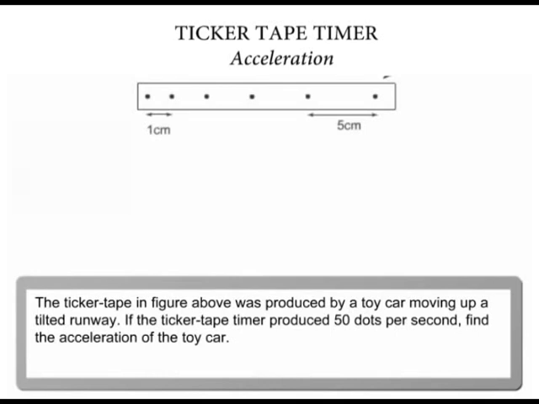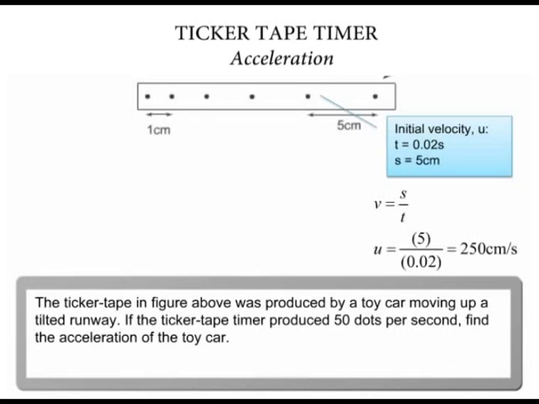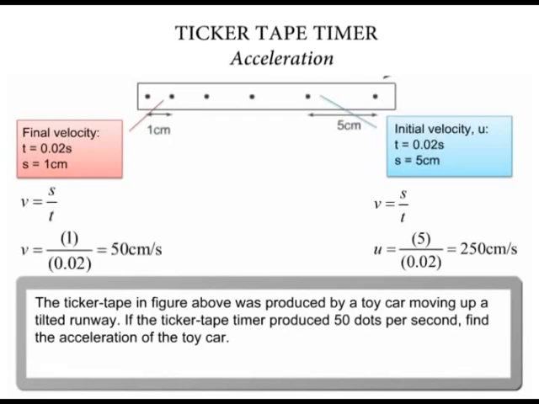So we need to find the initial velocity, final velocity, and the time taken for the velocity change. First dot, time is 0.02 seconds and the displacement is 5 centimeters. So u is 250 centimeters per second. Last tick, time is also 0.02 seconds and displacement is 1 centimeter, and therefore v is 50 centimeters per second.